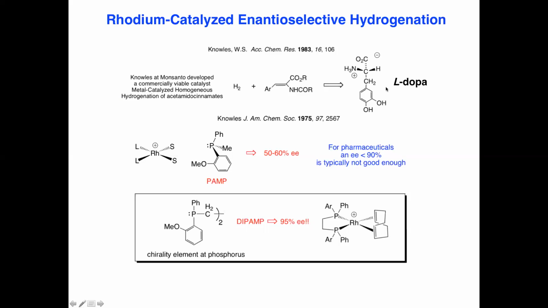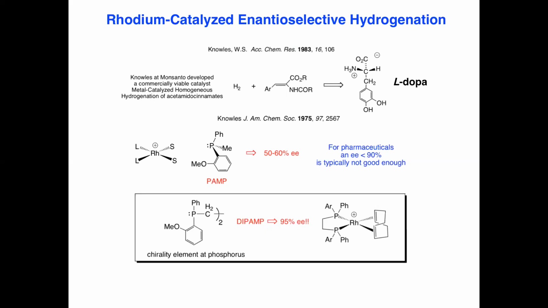chiral center. And so only the L enantiomer of this drug is active. The corresponding R form is inactive. And so you need to be able to perform this hydrogenation and only get this L isomer. So how do you do that?